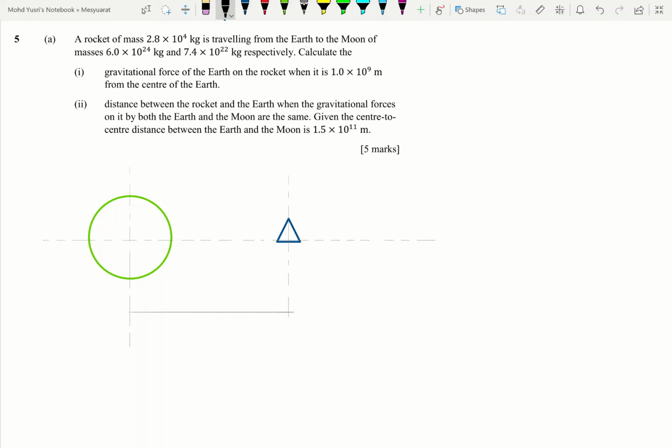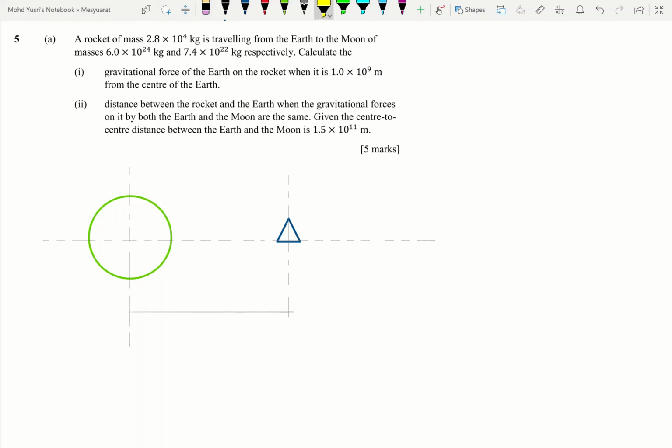Assalamualaikum warahmatullahi wabarakatuh. Kita akan teruskan perbincangan kita dengan soalan nombor 5, question number 5, mock test A, chapter 6, gravitation. Markah yang diperuntukkan untuk soalan nombor 5 adalah 8 markah.